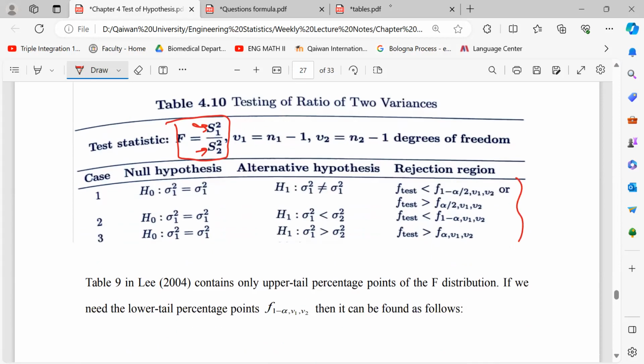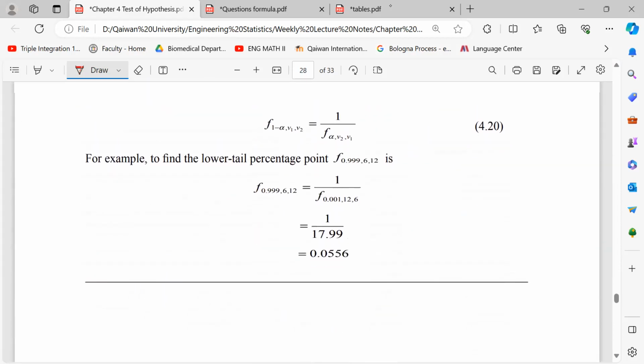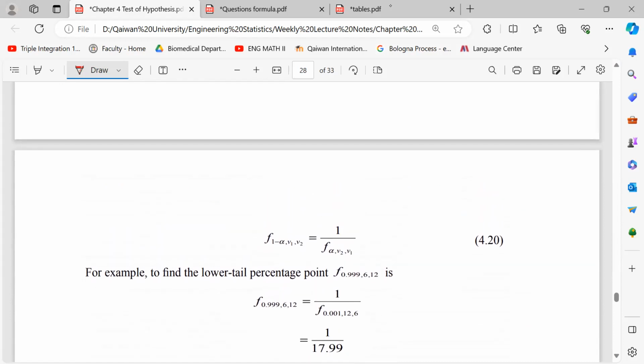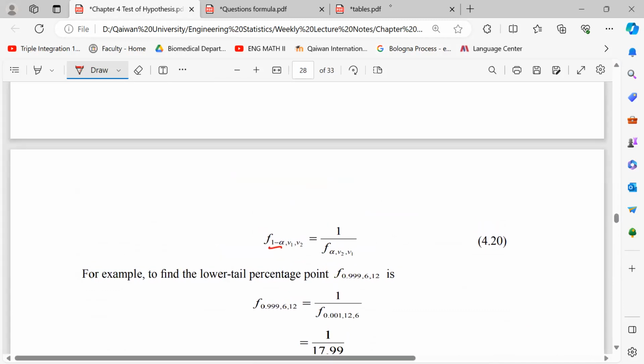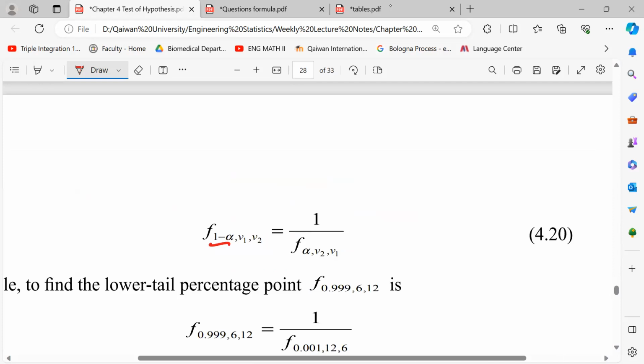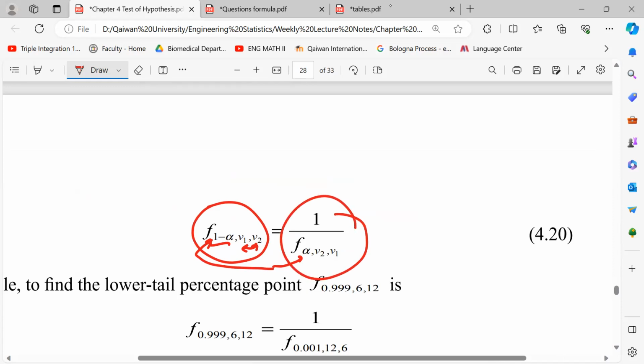And these are what we talked about. But be careful, F of 1 minus alpha, v1, v2, these are degrees of freedom. Together it's our degrees of freedom. F of 1 minus alpha, v1, v2 is equal to 1 over F of alpha, v2, v1. These two swap. And this becomes alpha from 1 minus alpha. We couldn't evaluate this from the table. What we do, we say it equals 1 over this one. We talked about this before in the previous chapters.